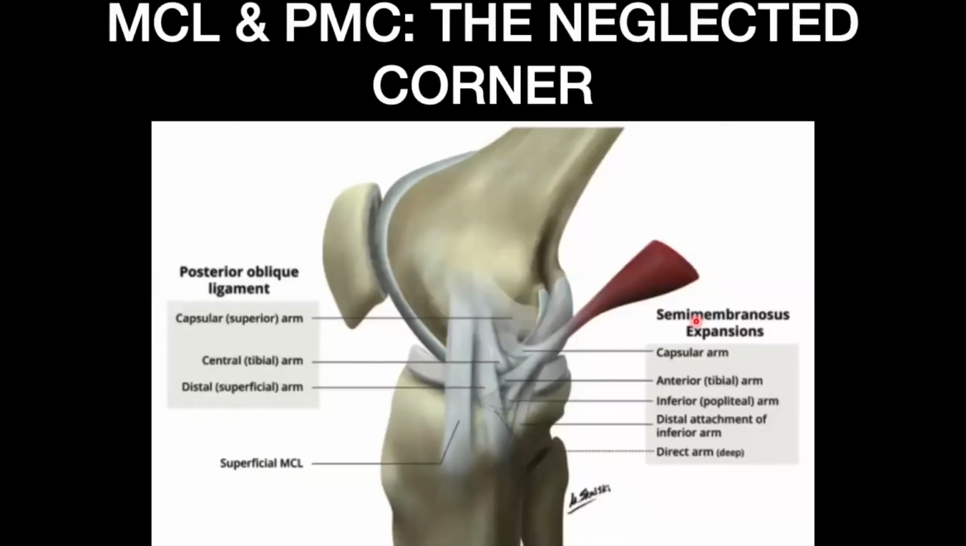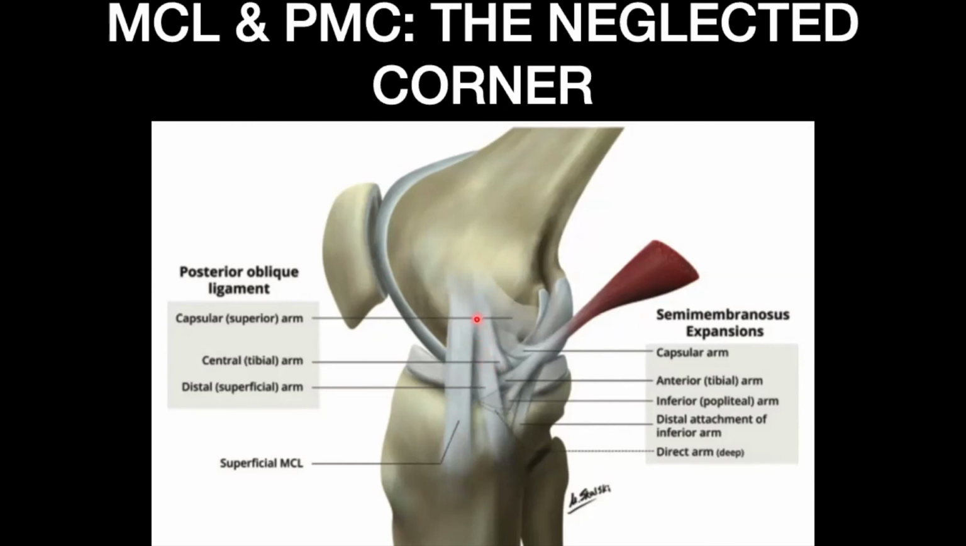The medial collateral ligament and posteromedial corner were considered neglected corners because many of these tears were not diagnosed and were managed conservatively with long-term morbidity. So the medial collateral ligament starts from the medial epicondyle and goes all the way to 6 to 8 centimeter below the medial joint line.